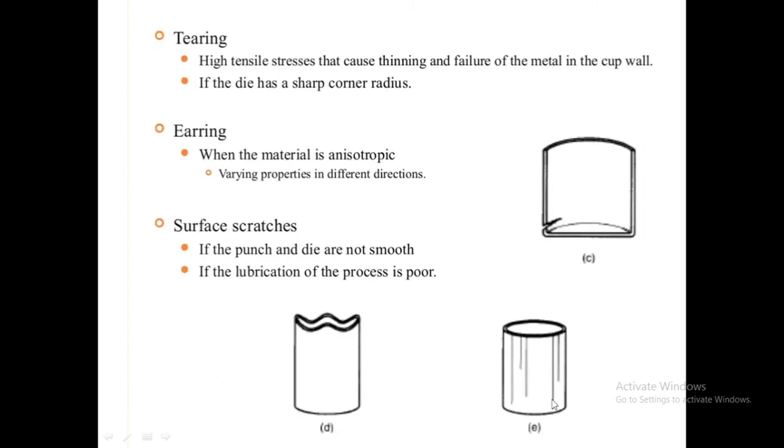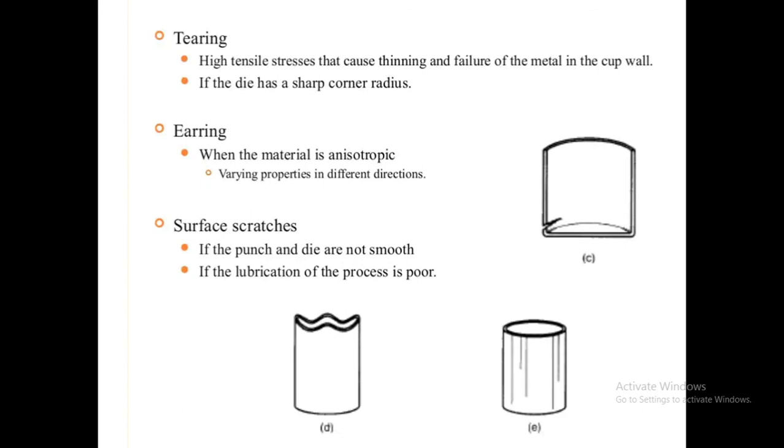Surface scratches: if we see image E, it shows the surface scratches if the punch and die are not smooth. As we all know, scratches are developed due to rough surfaces. If we consider the deep drawing process or any forming process, if the die and punch are not smooth, then scratches will develop on the surface.